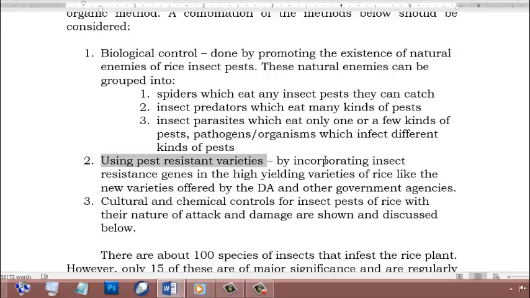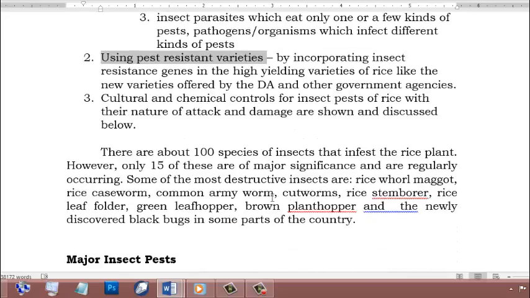Another is the cultural and chemical control of insect pests of rice, with their nature of attack and damage, as discussed below. There are about 100 species of insects that infest the rice plant. Now imagine, so many. However, only 15 of these are of major significance and regularly occurring. Some of the most destructive insects are rice hull maggot, rice caseworm, common armyworms, cutworms, rice stem borer, rice leaf folder, green leafhoppers, brown planthoppers, and the newly discovered black bugs in some parts of the country.